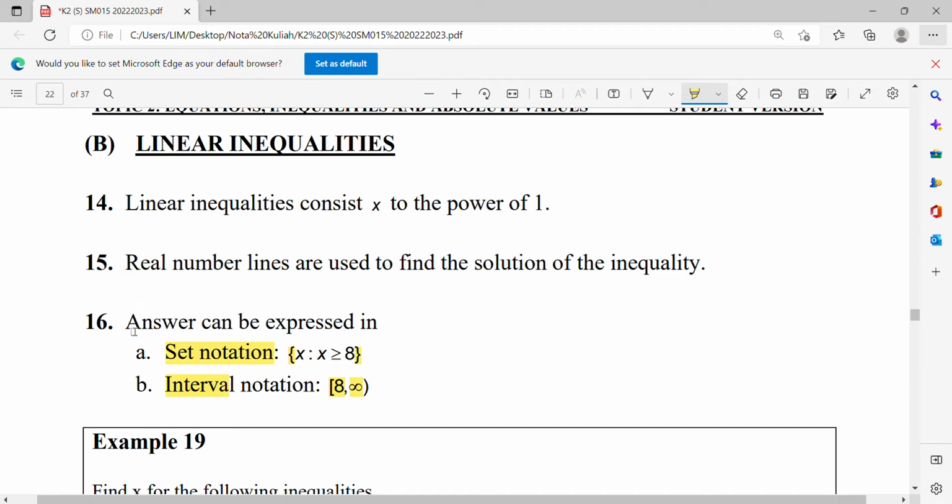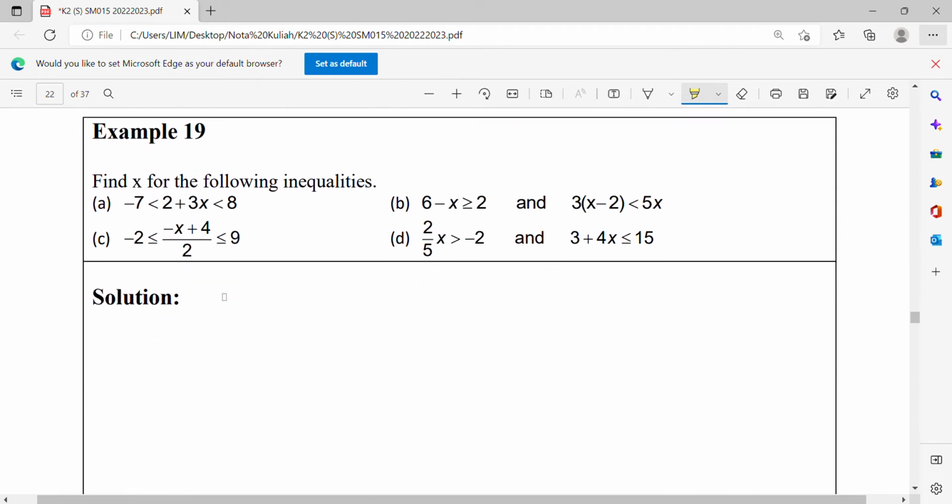So for example 19, find the x for the following inequalities. You can see your x here, only one, in the middle. So we can directly move this value. You minus 2, you divide by 3. Alright, you have just one x. This one is different, it also has x, and is different like this.